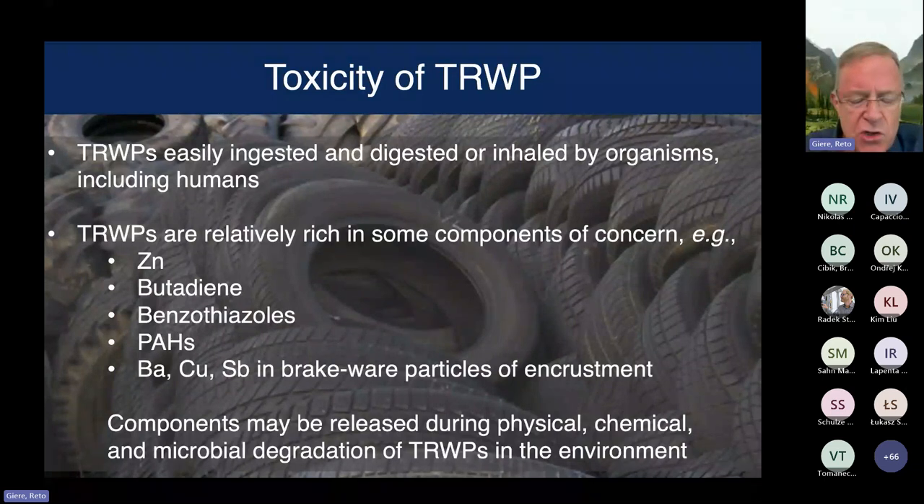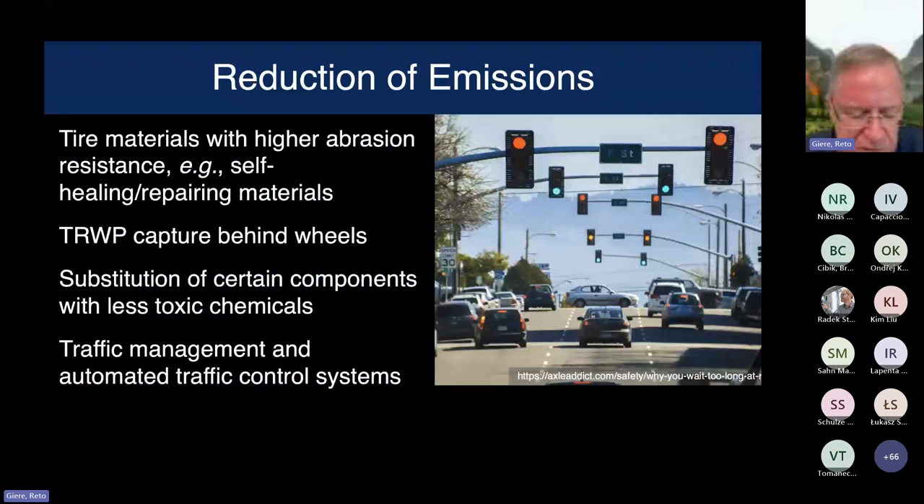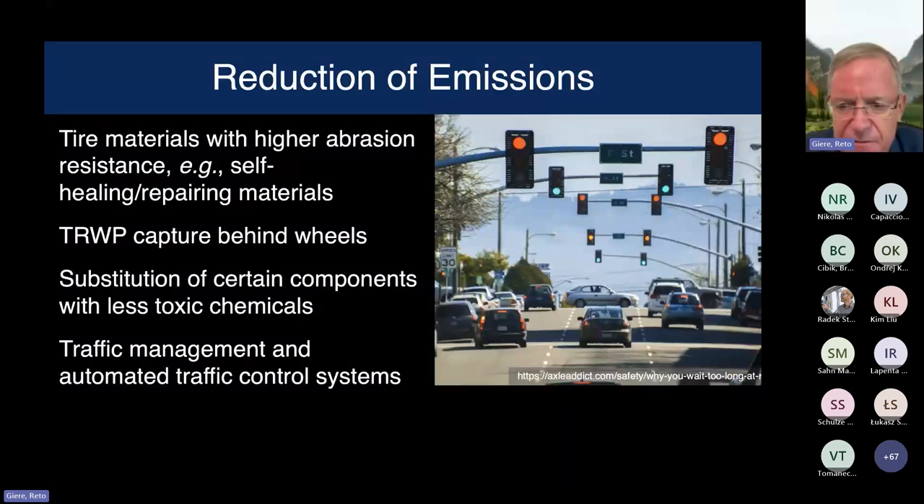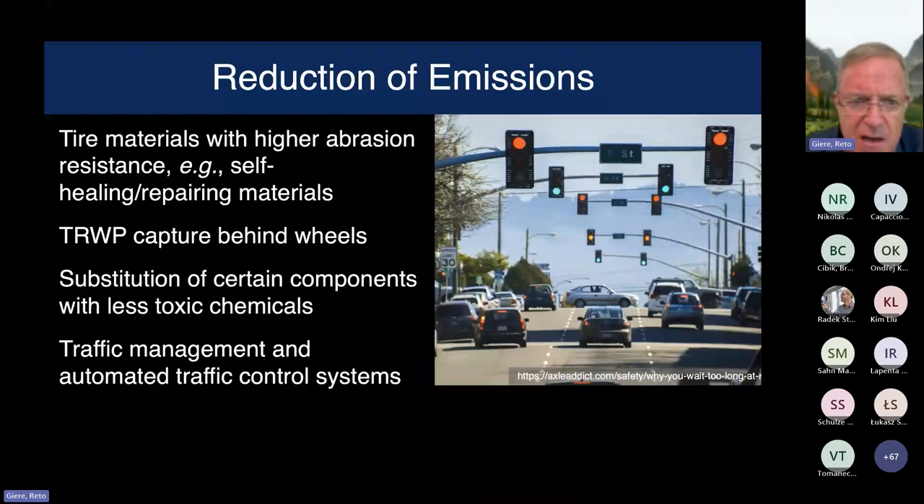So what can we do to reduce the amount of tire wear particles or tire and road wear particles in the environment? So first of all, we can try to attack the problem right at the source, which means we could come up with tire materials that have different properties. For example, higher abrasion resistance, and there has been significant progress, for example, in the development of self-healing materials.